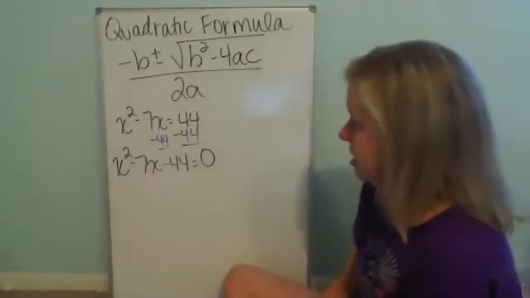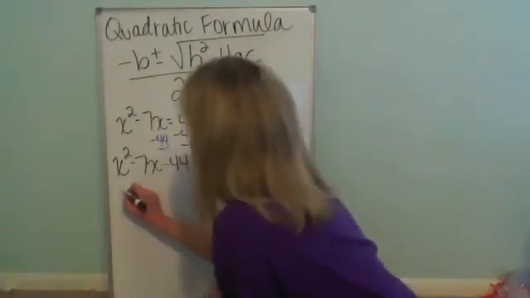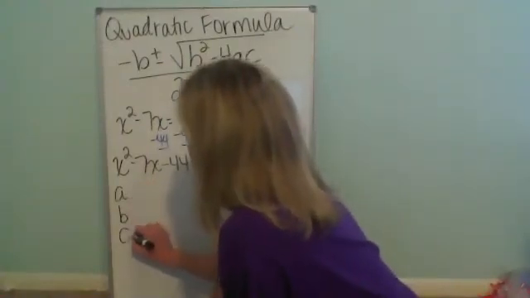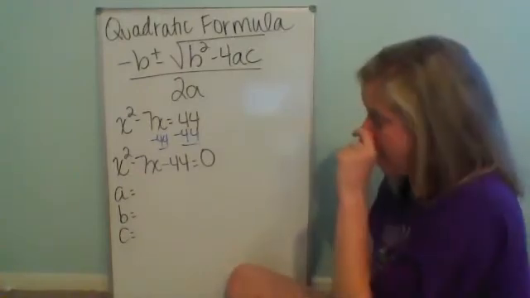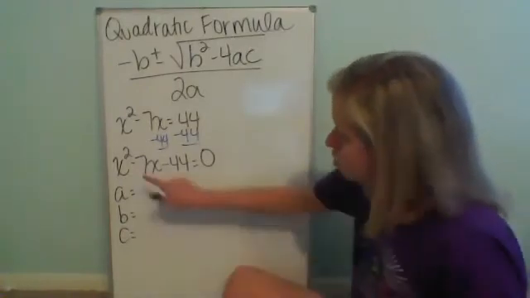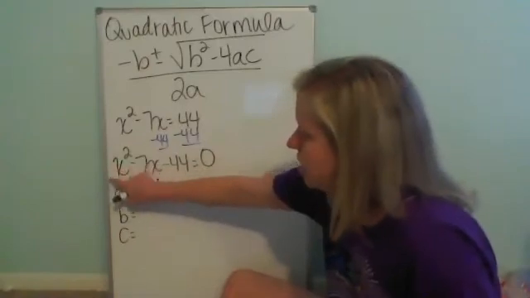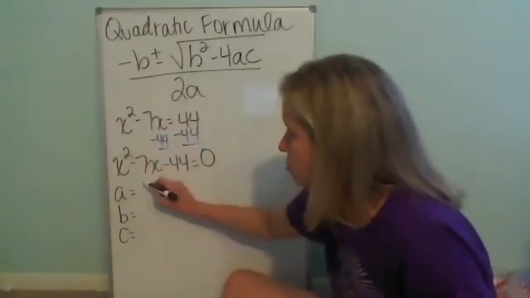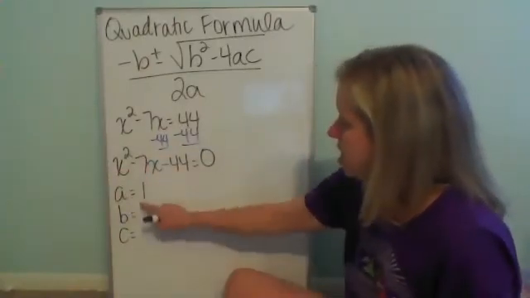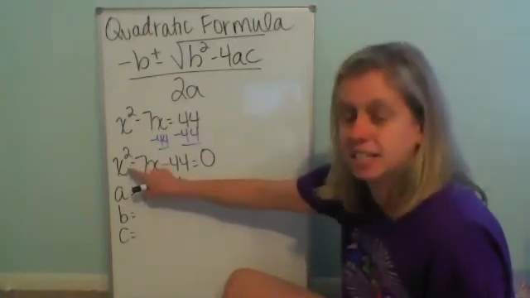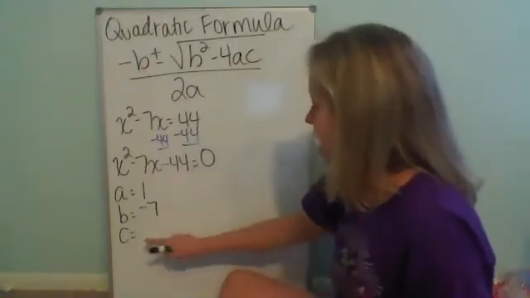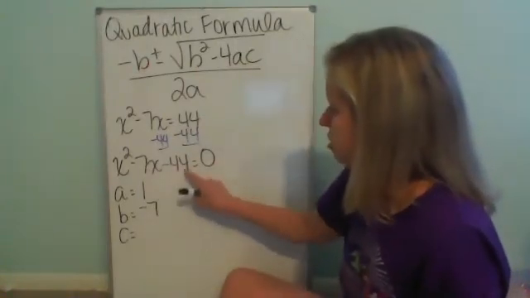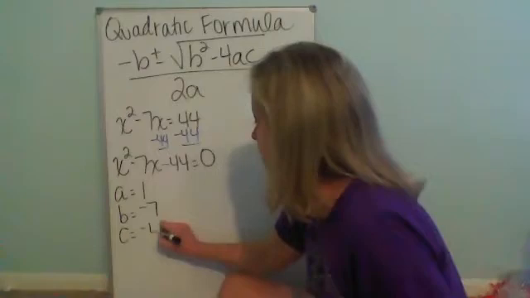Once you have done that, you are going to choose your A, B, and C. A is always the number in front of x squared. So let's see, what's in front of x squared? You just don't see it. It's a 1. B is always your number in front of x, with its sign. So that's going to be -7. And C is the constant, which is this term out here, -44.